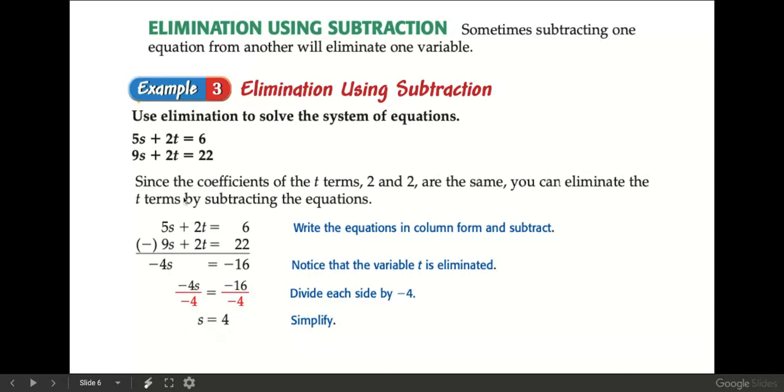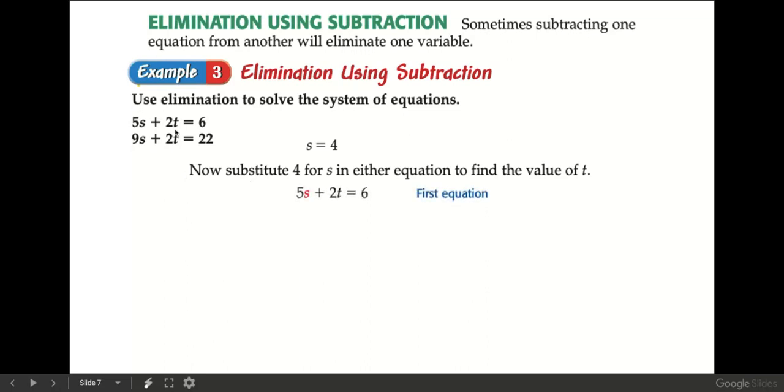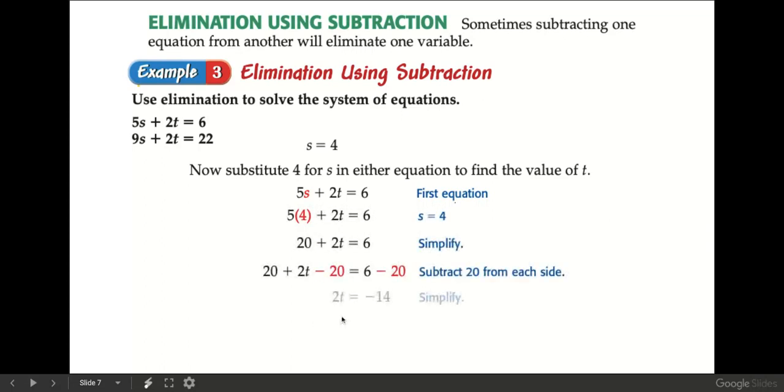Now I need to go ahead and find the t value. Same thing, I'm going to take the value that I know for s, substitute it in for the s in one of the equations. It doesn't matter which one you pick. I'm going to pick the top one just because it looks a little easier. It's got smaller numbers. So I'm going to substitute 4 in for s. 5 times 4 is 20. Subtract 20 from each side, and I get 2t equals negative 14. Divide both sides by 2, and I get t equals negative 7.